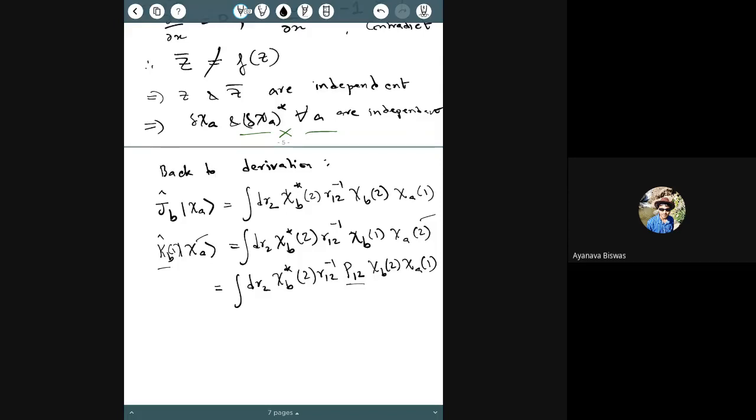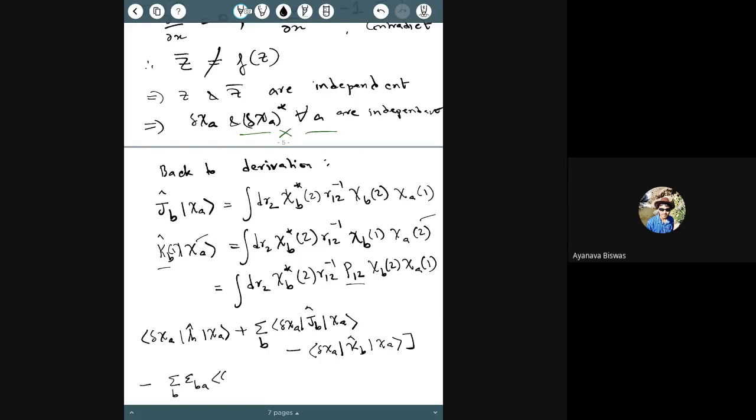Okay. And then using the definitions of these operators, we can write our variational equation as delta chi A H chi A plus sum B delta chi A JB chi A minus delta chi A KB chi A minus sum B epsilon BA delta chi A chi B equal to 0.